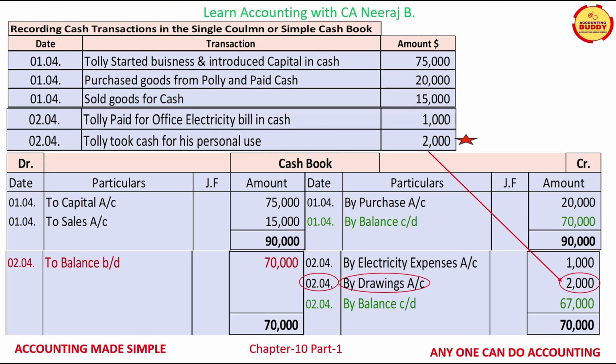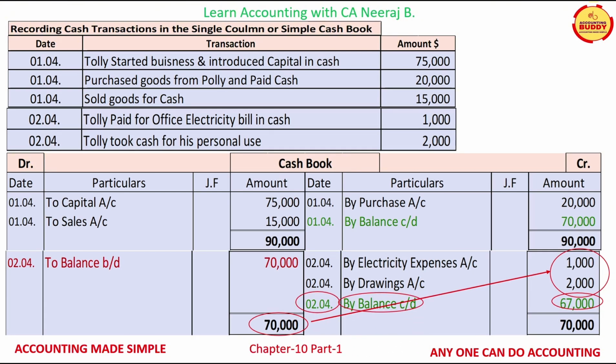Now when from the total of left hand debit side, the total of all the transactions on the right hand credit side of the cash book is deducted, we are left with a balance of $67,000, which will be shown on the right hand credit side of the cash book by writing the words "by balance carried down" at the end of the day of 2nd April.